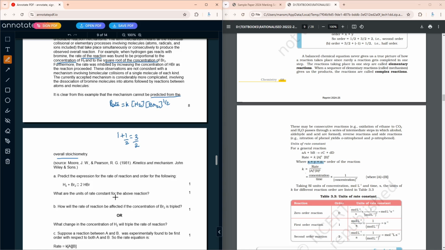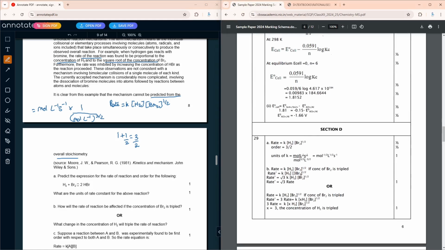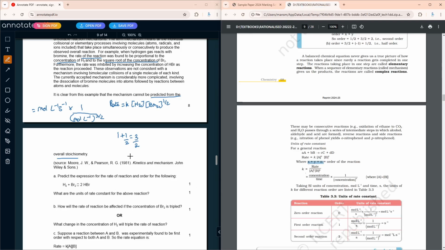The third question is the units of the rate of the above reaction. So essentially we are going to use this particular equation. According to this, you have concentration by time, into 1 divided by concentration to the power N. So the units are going to be moles per liter per second, because concentration is moles per liter, divided by time, into 1 divided by moles per liter, to the power 3 by 2. When you simplify all of this, that's how you get the units, which is mole to the power minus 1 by 2, liters to the power 1 by 2, and per second. So essentially we just use this equation to substitute and calculate the unit of K.